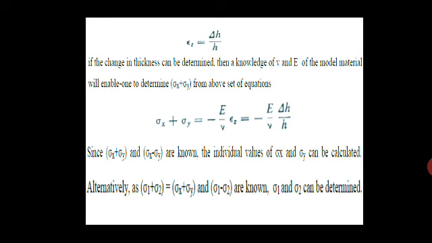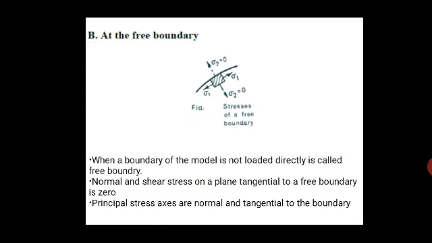And alternatively, we have sigma 1 plus sigma 2 equal to sigma x plus sigma y, and sigma 1 minus sigma 2 are known, so sigma 1 and sigma 2 can be determined. Now look into the sketch here, where for a stressed body, the stresses for a free boundary condition.